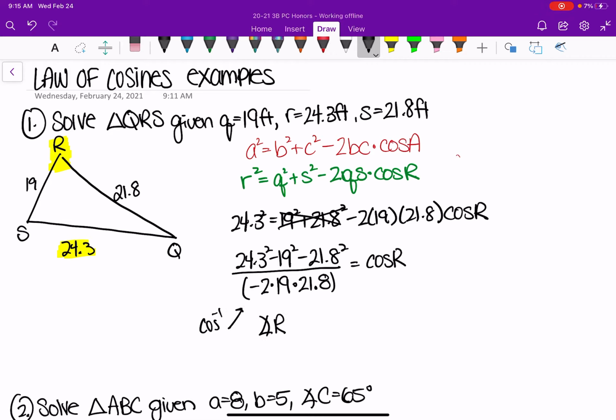And double check, but I got angle R was equal to 72.743 degrees. So it's not an obtuse triangle, but that will be the biggest angle in our triangle since it's across from the biggest side.